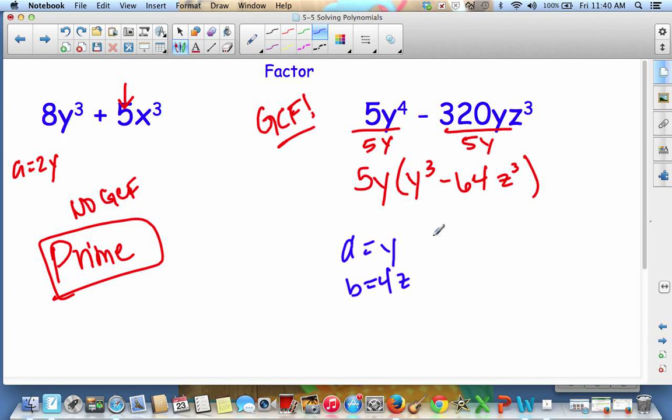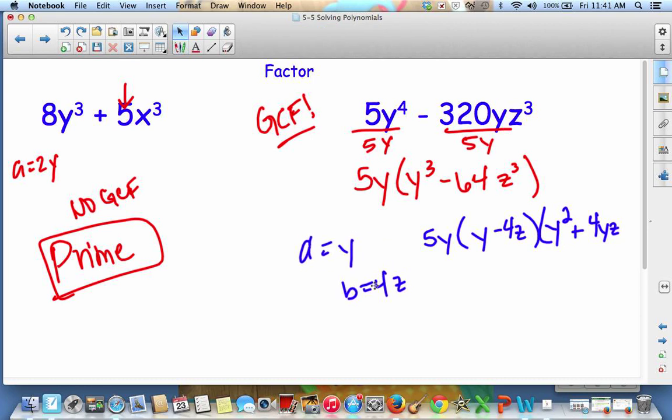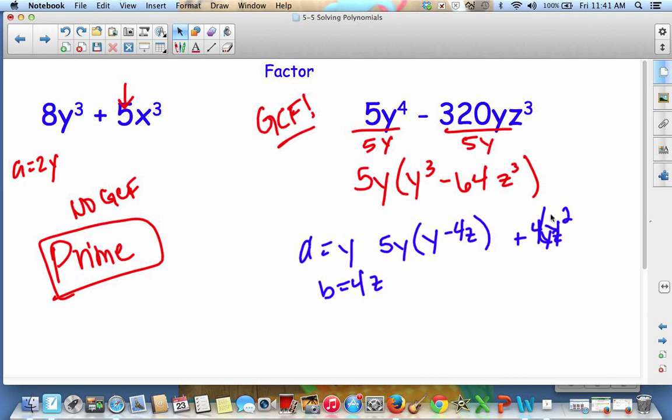So when we do that, and I'll go ahead and leave the 5y out here, now this is a difference of cubes, so we're going to have y minus 4z. And we'll have y squared because it's going to be a squared, plus ab, so we're going to write plus 4yz, keeping it in alphabetical order. Looks like I'm going to have to move some stuff over here because I'm running out of room.